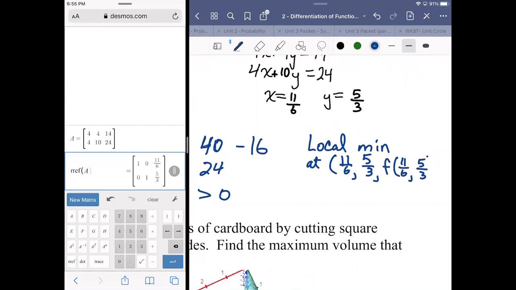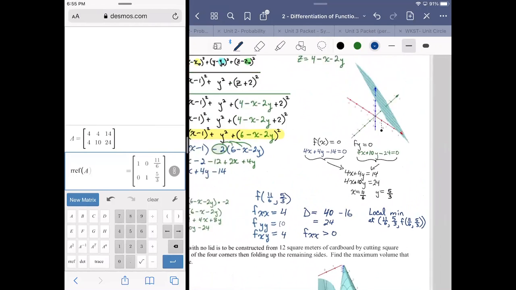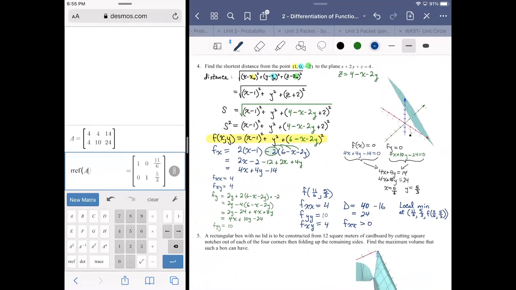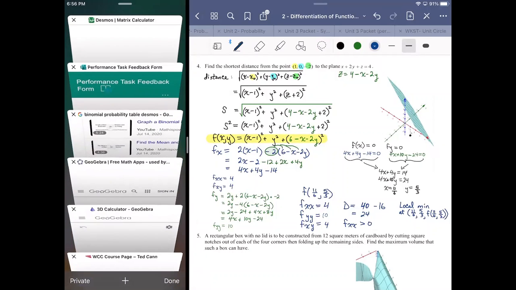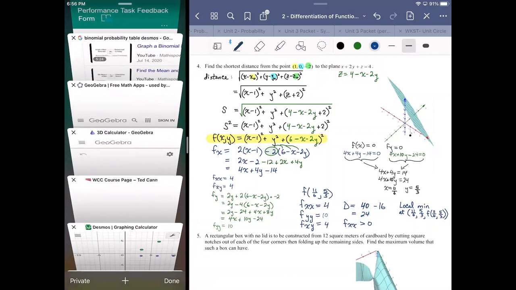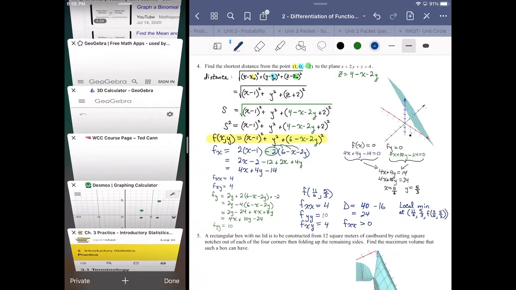So we could write our local min statement like this, but then all we'd have to do is go back to our original function and replace every x with an 11 over 6 and every y with a 5/3. The benefit of using Desmos for that, among other things, is the substitution component.